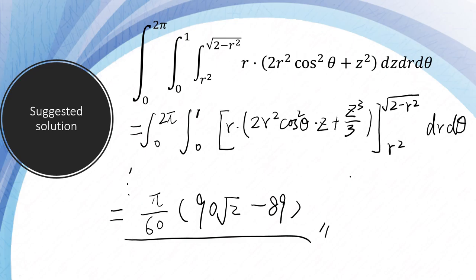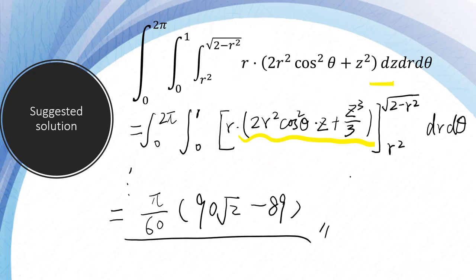After getting the final equation, we need to solve it step by step. First of all, the innermost integral is with respect to z. So we integrate r times 2r squared cosine squared theta plus z squared. We can get this. Then we plug in r squared and root of 2 minus r squared into this function. Then we will do the integration with respect to r and theta.